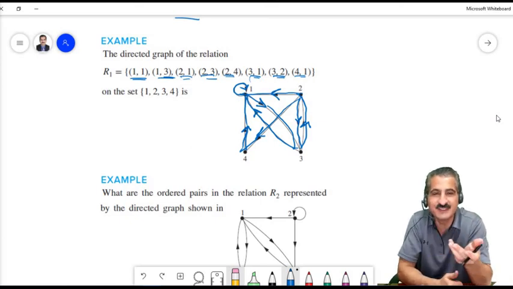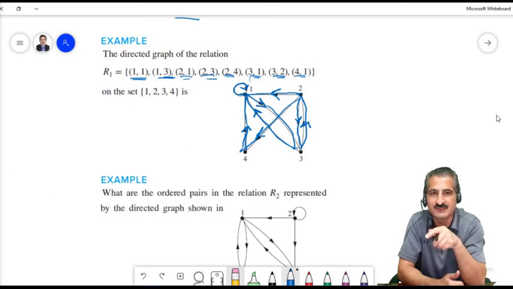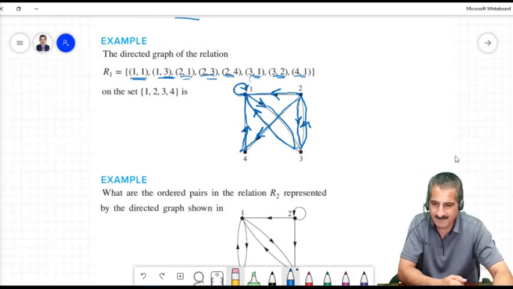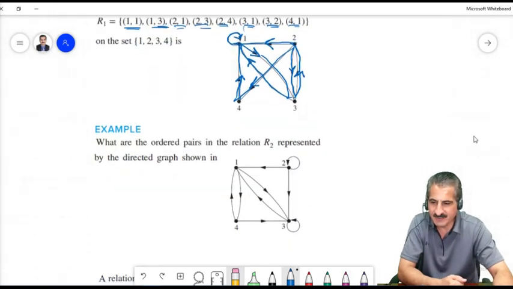It's not reflexive. Why? Because 2 is not going to itself. There is no loop at 2. There is no loop at 3, or no loop at 4. Okay. Now again, another example.